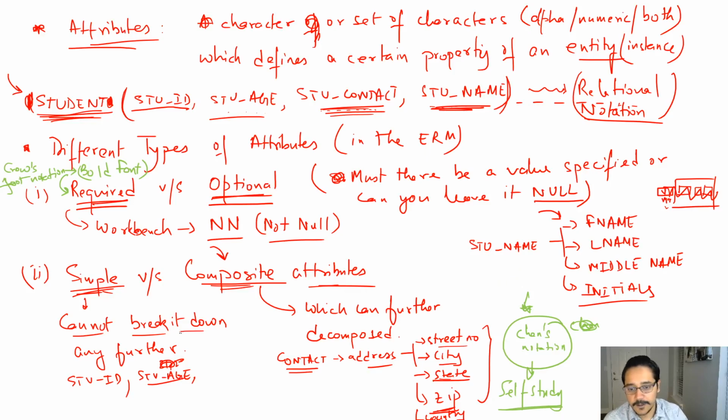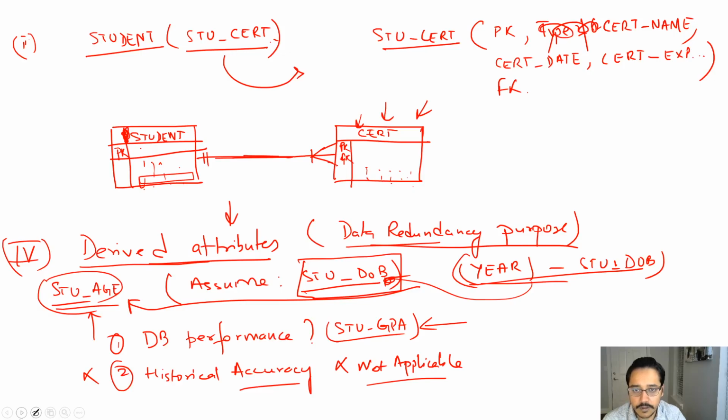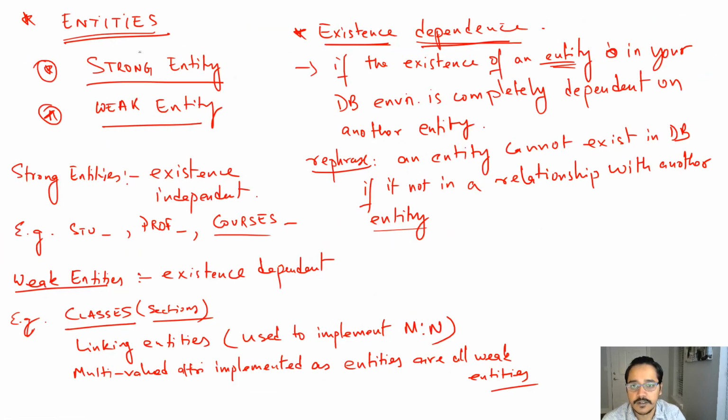So simple versus composite, there is no representation in the crow's foot notation as such. Single valued, multi-valued, no representation as such. For derived attributes, you don't have any notation in crow's foot notation. For strong and weak entities, distinguishing between them, there is no notation, but the representation comes from the relationship, and that is what we are going to discuss next, the relationships.